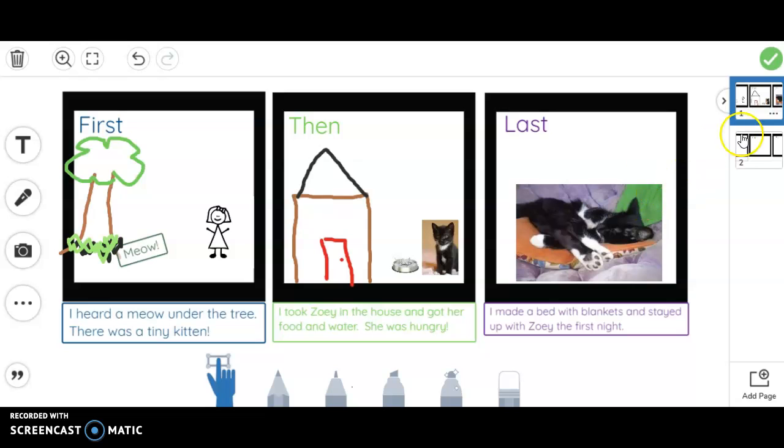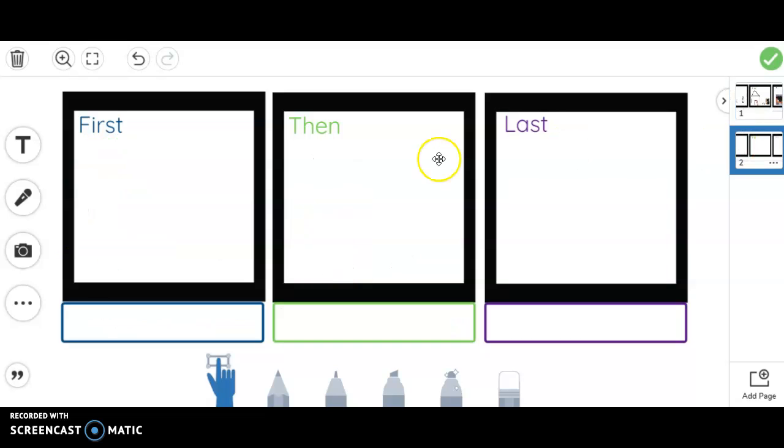So what I would like you to do is you're going to think about your one idea that you chose yesterday, and you're going to do the same thing. First, then, and last. Have fun with this activity. This helps us get ready to write very soon.